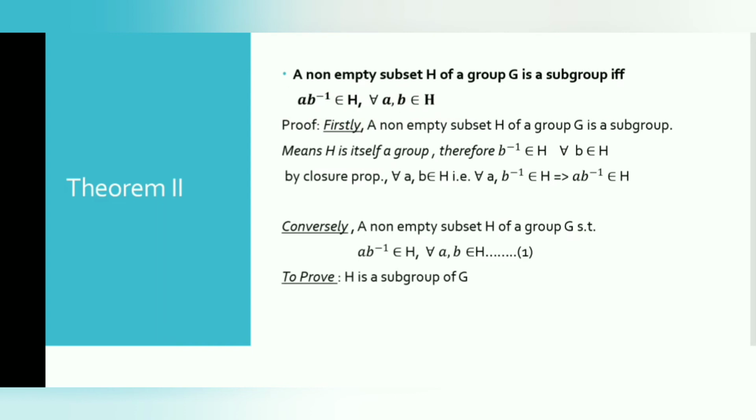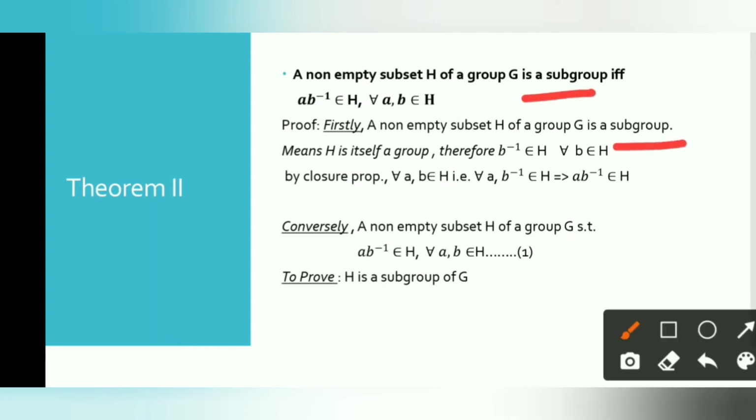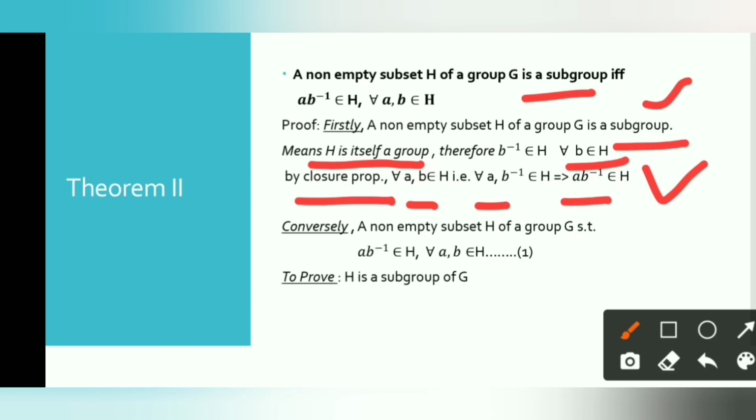So firstly we will take the first condition, that H is a subgroup. If we take H as a subgroup, then it means H is itself a group, and for a group the inverse of every element exists, so the inverse of B will also be in H. So by the closure property, because it is a subgroup, closure holds for these two elements A, B inverse, and their product A into B inverse will be in H because of the closure property. That proves the first part of the question.